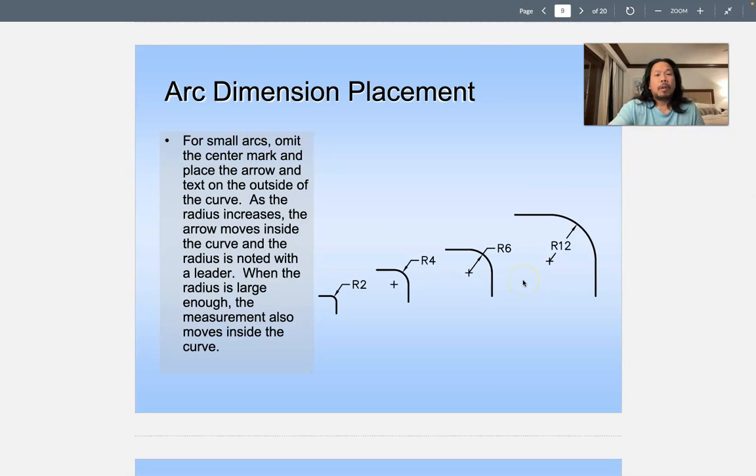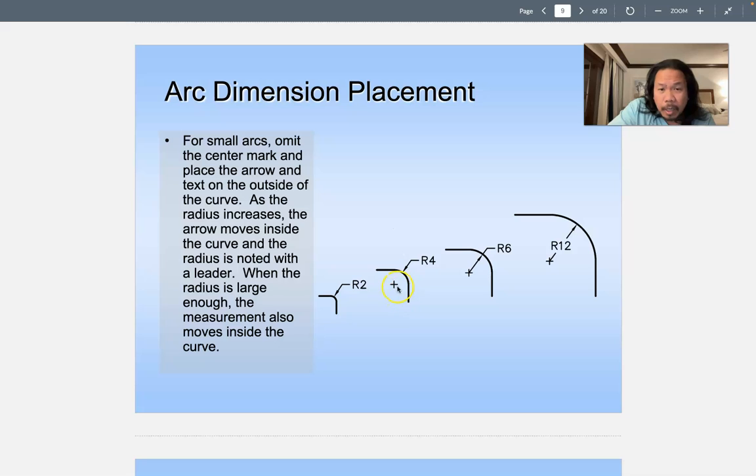Arc dimensions. So for arc dimensions, there are 4 ways of doing it also. The most common way is doing the first example. So you have a leader line, and instead of the diameter symbol, you put the letter R for radius and then the value of the radius. So this is how you dimension arcs, since it's not a complete circle, so you cannot use diameter as the measurement for it.